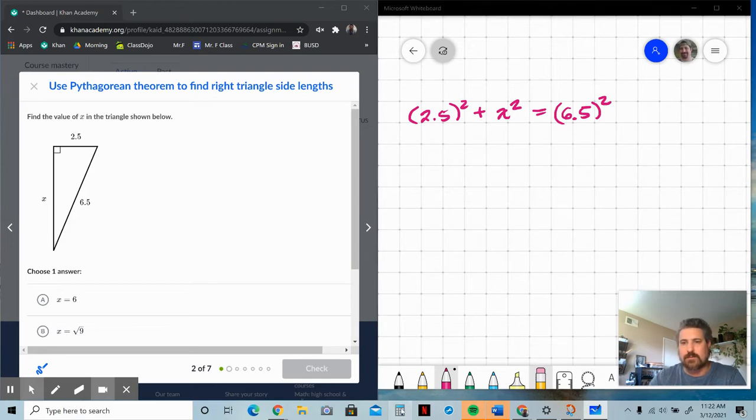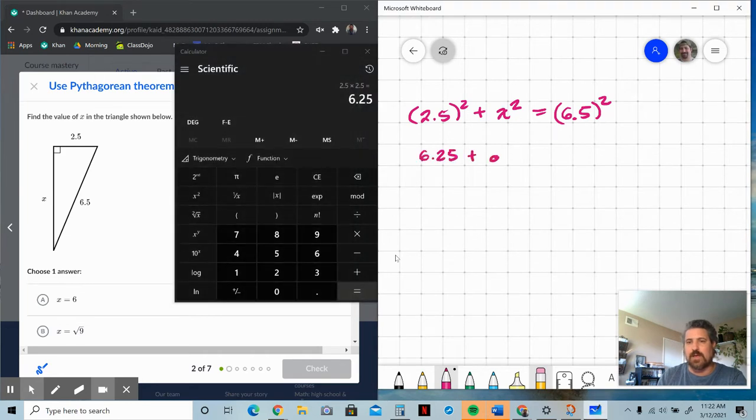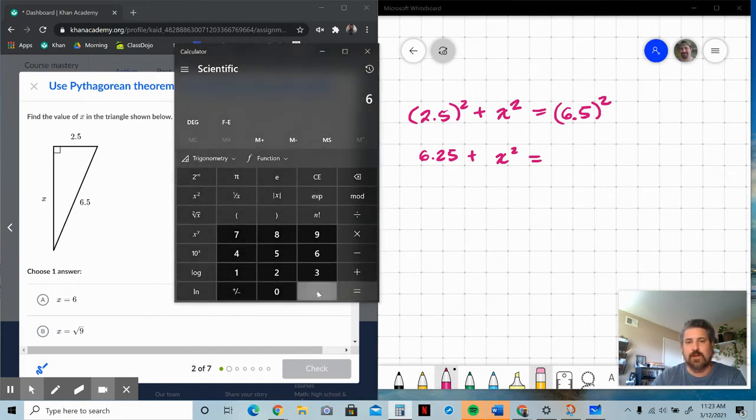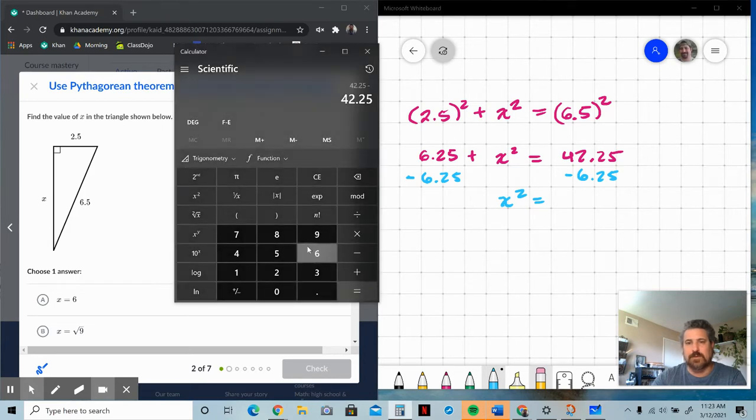And you're just going to grab a calculator. There's no point in doing this without a calculator. So just write out your steps. 2.5 times 2.5 is 6.25. So you get 6.25 plus x squared is equal to 6.5 times 6.5, which is 42.25. Then you get the x squared by itself by subtracting 6.25 from both sides. And so x squared is equal to 42.25 take away 6.25, and that's going to be 36.